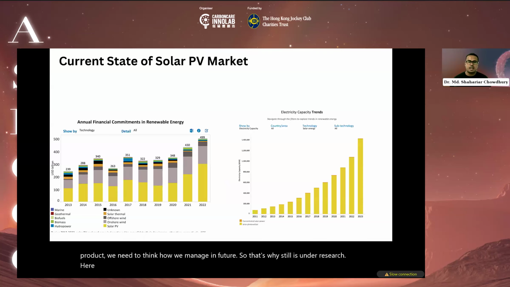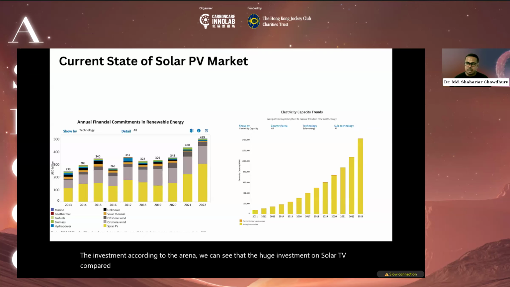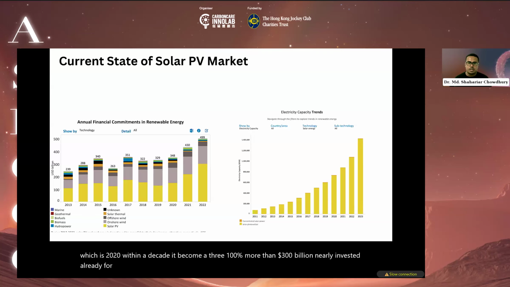Here, although my colleague mentioned this, you can see the current investment situation according to IRENA. We can see the huge investment in solar PV compared to other renewable energy. In 2013 it was less than $100 billion, and by 2020, within a decade, it became 300%, nearly more than $300 billion invested in solar. We can also see that electricity generation between 2011 and 2023 has increased dramatically.